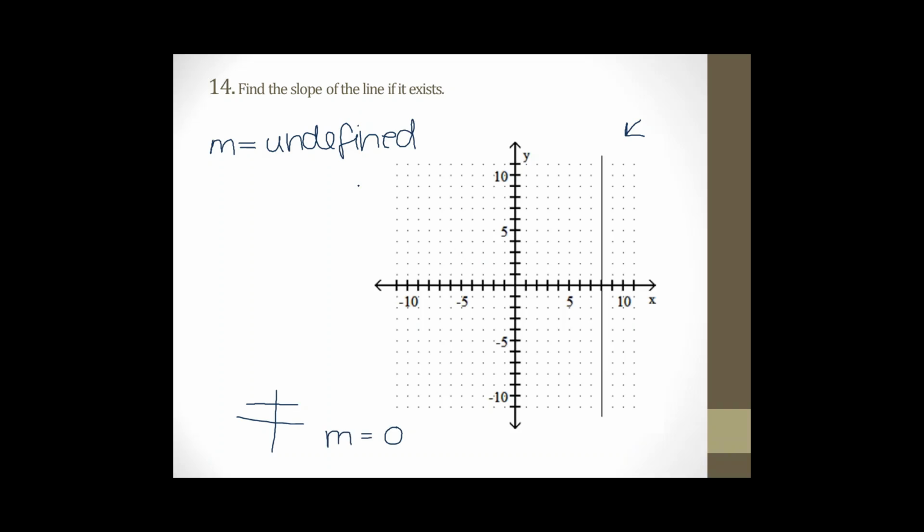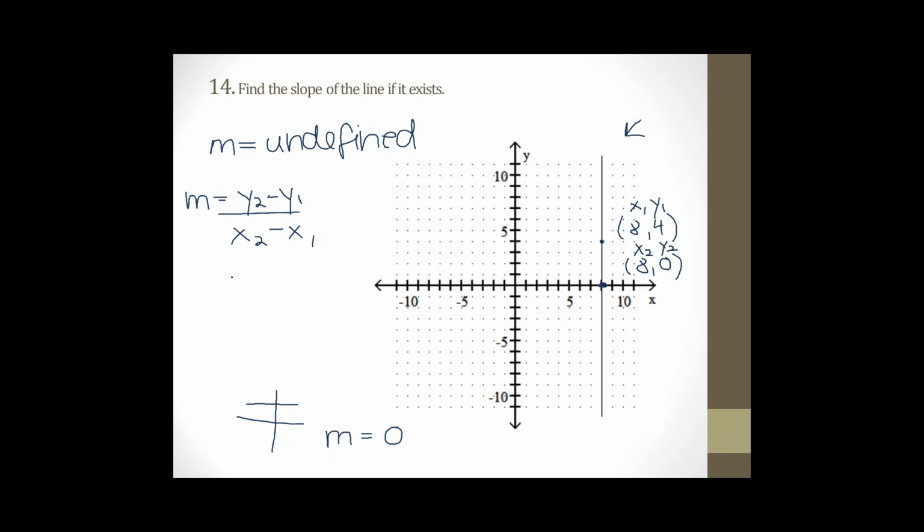And to know why this is undefined, remember that the slope formula is y2 minus y1 over x2 minus x1. So you can randomly pick 2 points on that line, for example this point and this point, which would be 8 comma 0, and the one on top here would be 8 and then 1, 2, 3, 4, so 8 comma 4. It doesn't matter which one you call point 1 and which one point 2; once you label them, keep the labeling.